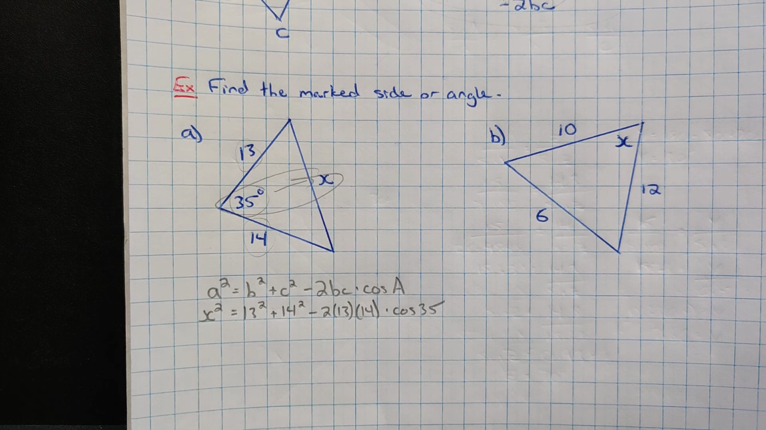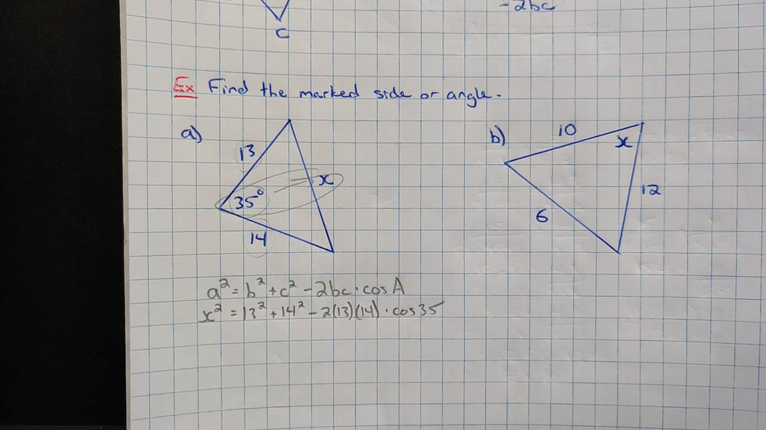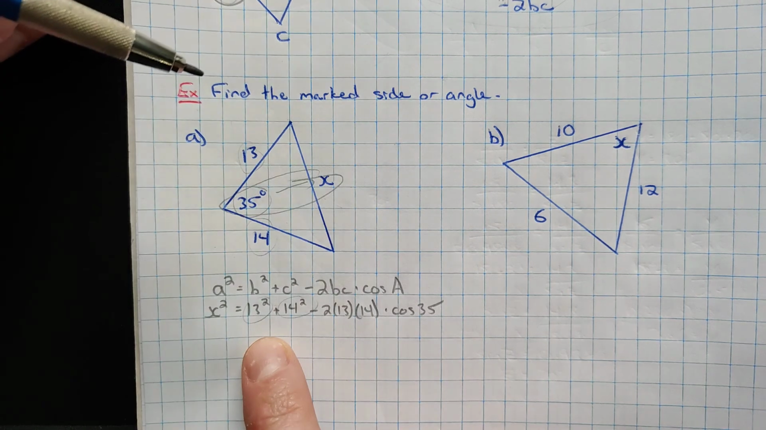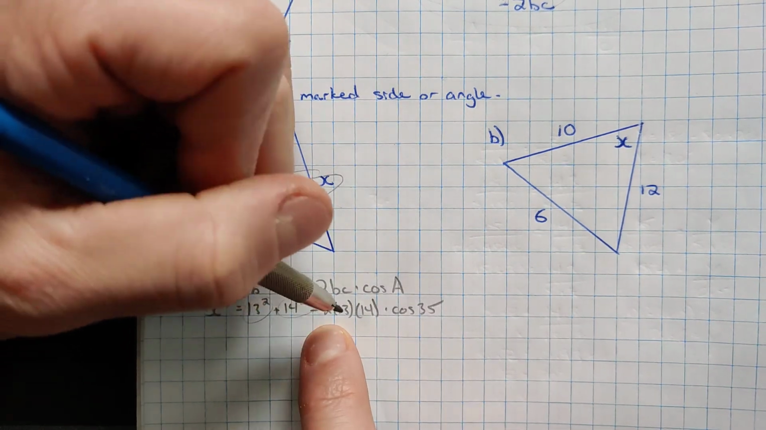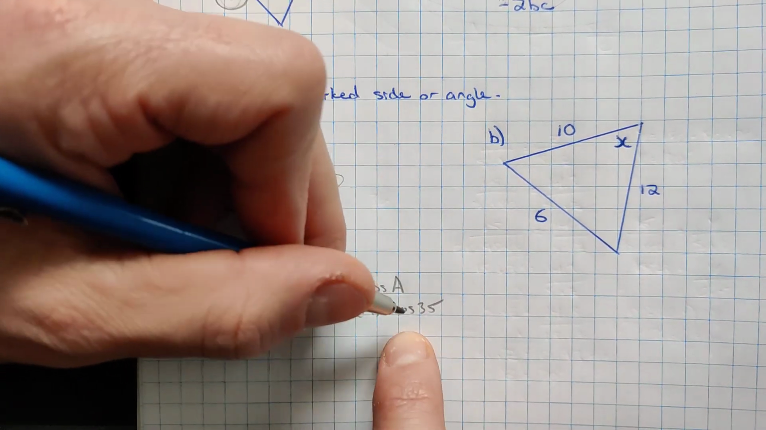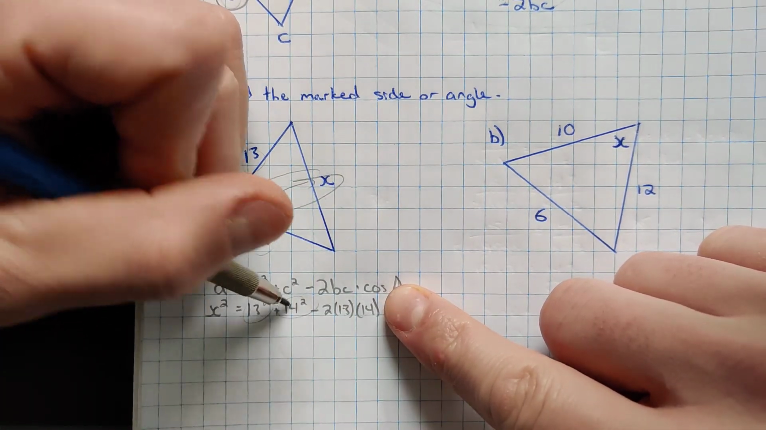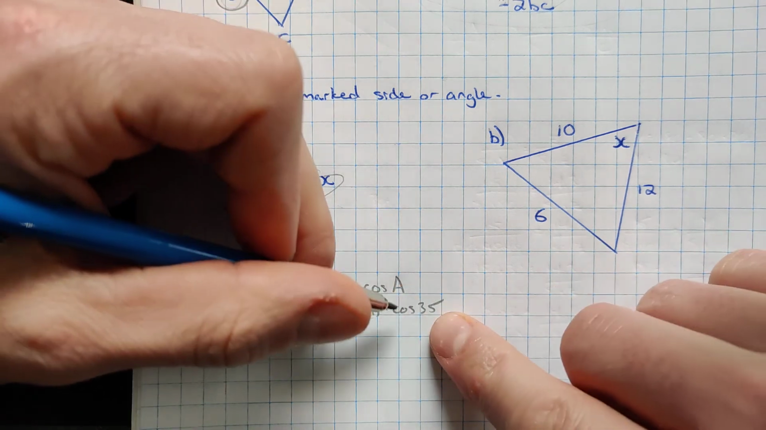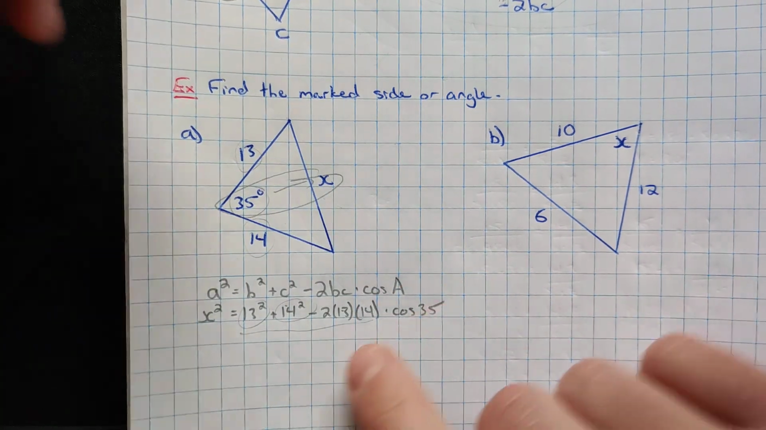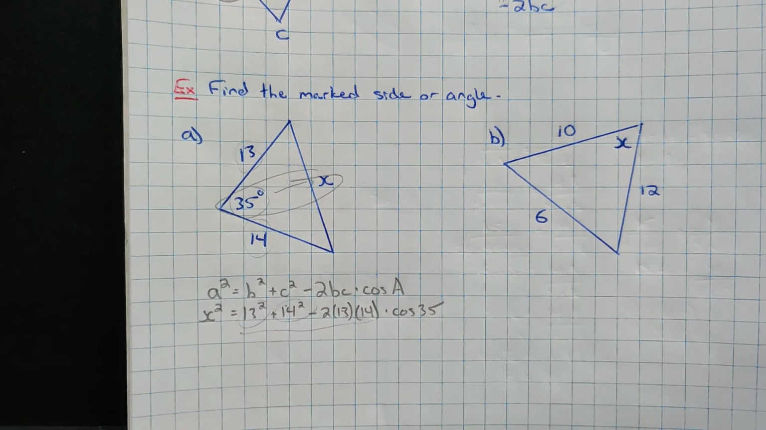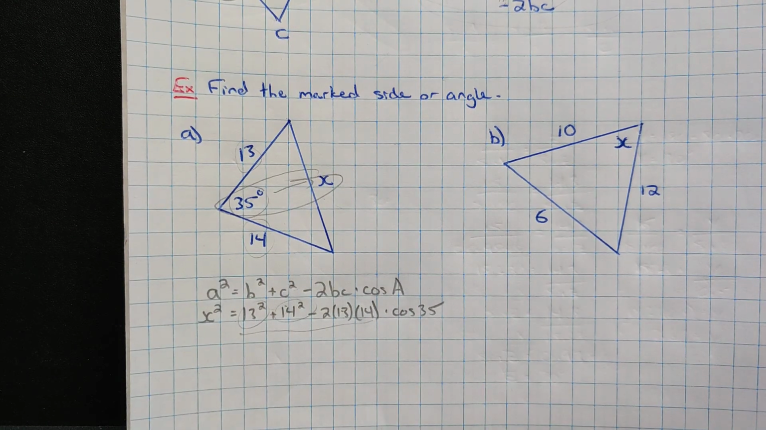So from here, it's just a matter of making sure you're following order of operations properly. Be careful while you're doing this. Do everything in the right order. You can square your values. Here it's negative 2 times 13 times 14 times cosine 35. A lot of times one of the common mistakes is that people will do this and then simplify here and then multiply by the cosine 35. This all has to be multiplied first before the addition subtraction can go on.